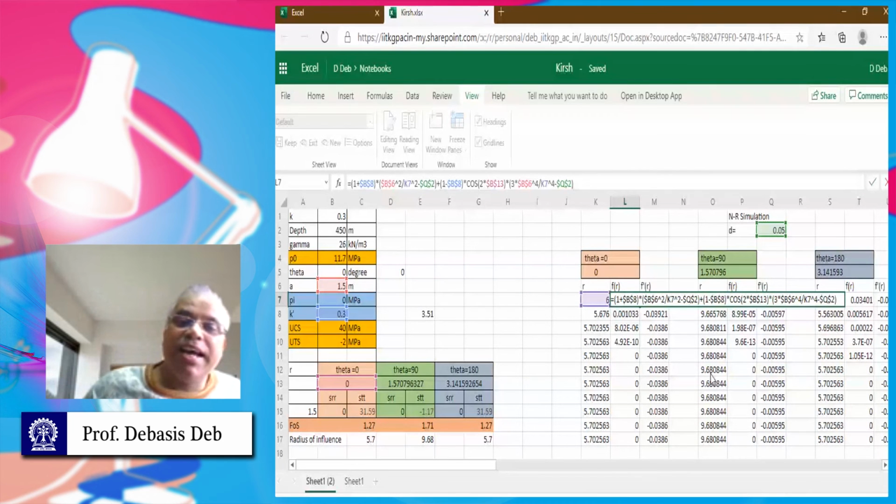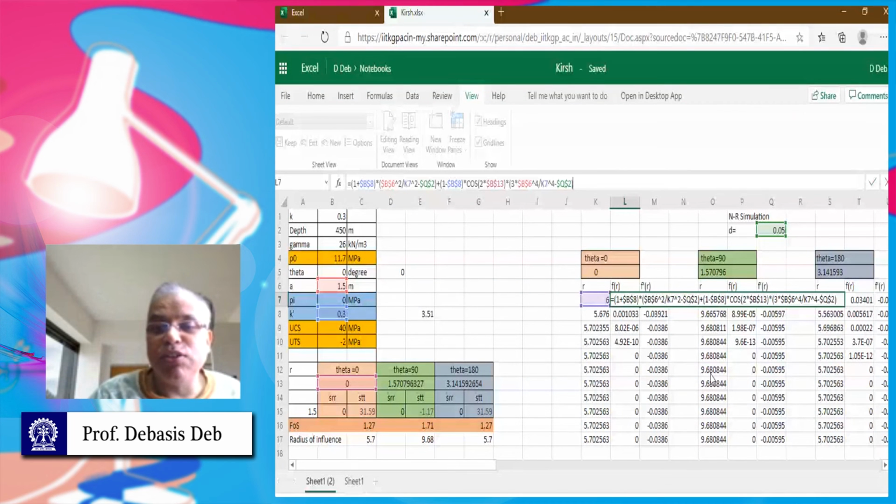Okay. So you see it is like this. I have written here the radius of influence at these 3 angles. So it is basically an ellipse.